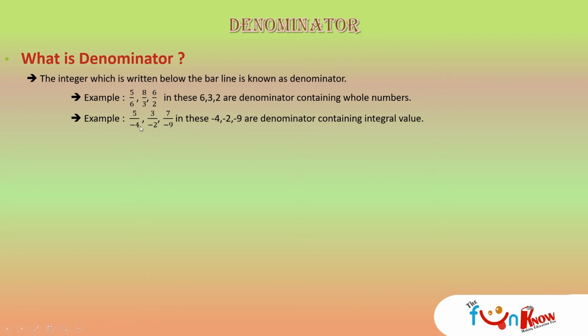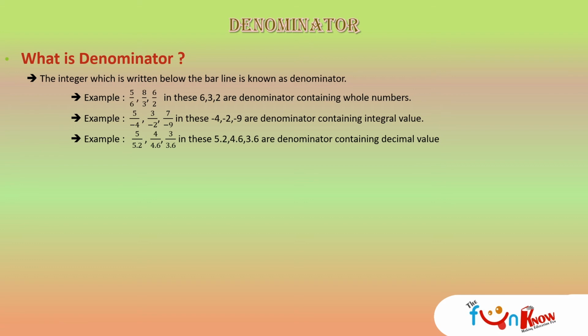Then this 5 by minus 4, 3 by minus 2, 7 by minus 9. In these examples, minus 4, minus 2, minus 9 will be the denominators. And in another example, 5.2, 4.6, 3.6 will be the denominators. Means a term which is at the downside of the fraction is known as, yes, it will be known as denominator.